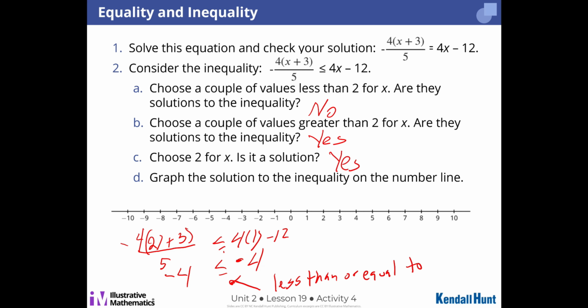So we're going to graph the solution on the number line. When we have less than or equal to or greater than or equal to, we're going to use a closed circle. Sorry, we want to choose 2, so we want to put a closed circle above positive 2. We want all the values greater than 2. So we're going to draw an arrow to the right.